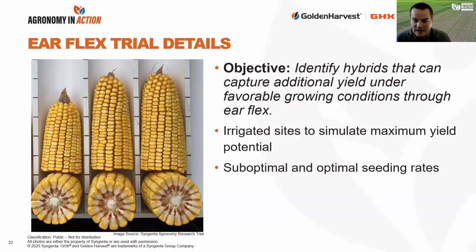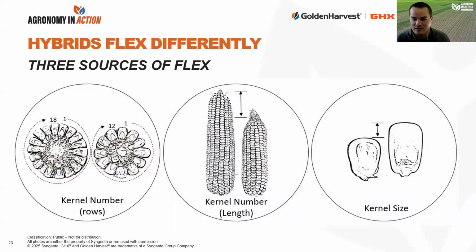So we looked at a couple different hybrids, trying to determine where the ear flex is coming from. And with ear flex, there's really three different ways. You can get more kernels per row. You could also get more kernel length of that ear. Or the last type of ear flex would be an increase in kernel size. And ear flex through kernel size is really that hidden yield potential. That's one that you're not necessarily going to see walking through a field. You may see bigger ears, longer ears, but it's hard to see the difference in kernel size in terms of ear flex.